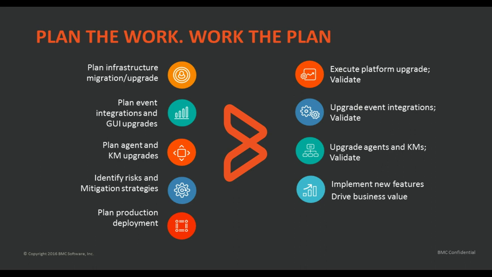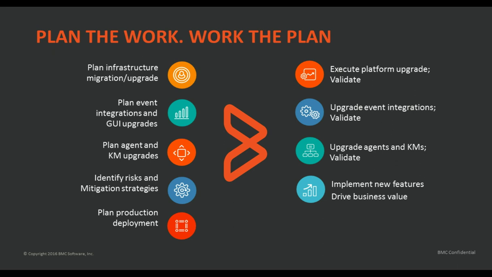So how do you get there? Basically, you just have to have a plan, right? The first thing you do is you plan all of your infrastructure and migration upgrade. Actually, the first thing you do is you take an inventory. We'll talk about that in a minute. But then you plan your migration and upgrade. You plan your event integrations and how your GUI is going to upgrade. Remember I talked about the BEM going from IX. Same thing happens with BPPM, by the way, because now that you have the presentation server, it's an all-new GUI.